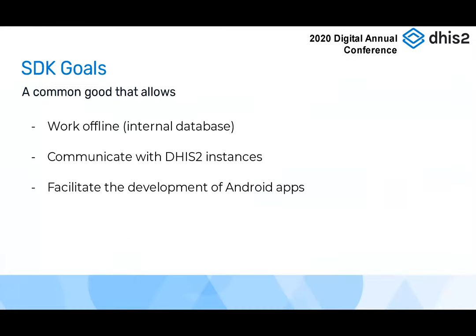Okay. So a definition: the Android SDK is a common good that allows work offline. It has an internal database, where we store all the metadata and data that is needed for the application to function, communicate with different DHIS2 instances through the API, and facilitate the development of Android apps. We would say that these are the main three goals of the Android SDK.